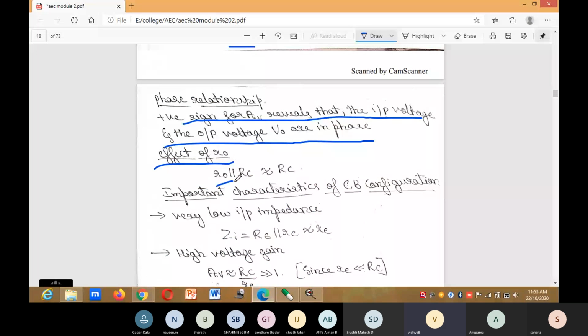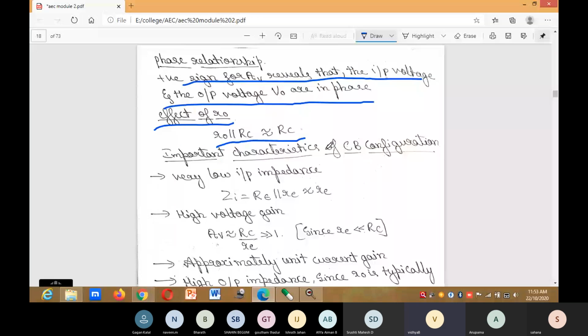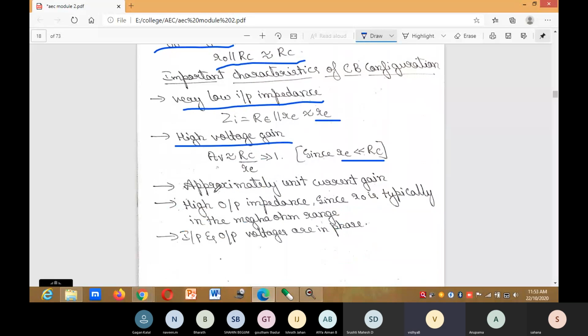Important characteristics of CB configuration: very low input impedance, ZI is equal to re. High voltage gain, AV is equal to RC divided by re, greater than 1, since re is less than capital RC. Approximately unit current gain. High output impedance, since R naught is typically in the range of mega ohms. Input and output voltages are in phase.